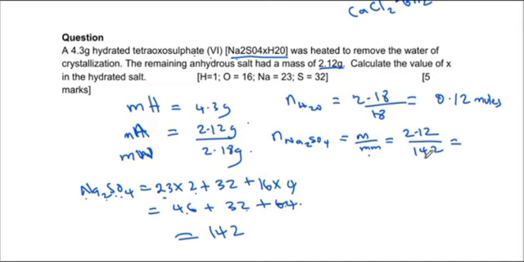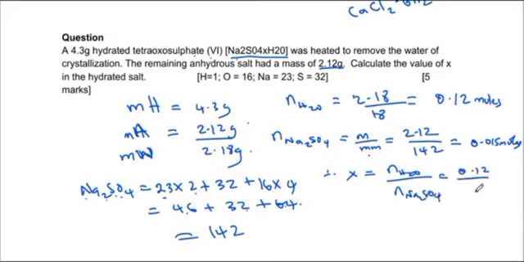With my calculator, 2.12 divided by 142 is 0.015 moles. So that means that the amount of water of crystallization is going to be number of moles of water divided by the number of moles of the anhydrous salt. The number of moles of water is 0.12, while that of the anhydrous salt is 0.015. And from my calculation here, 0.12 divided by 0.015 gives me 8.